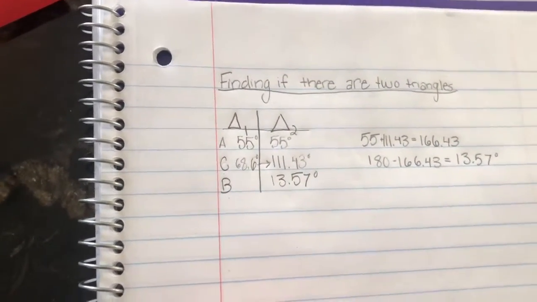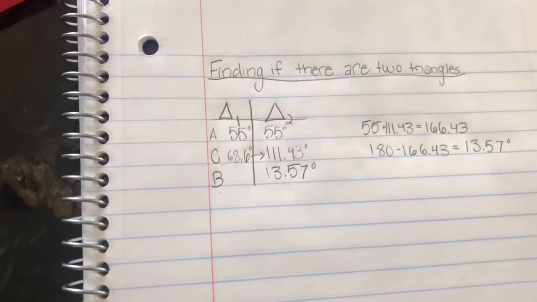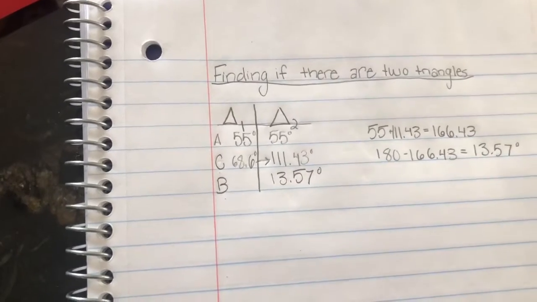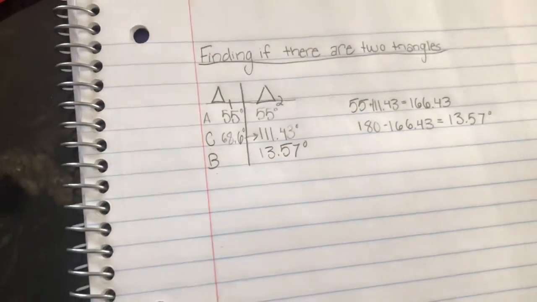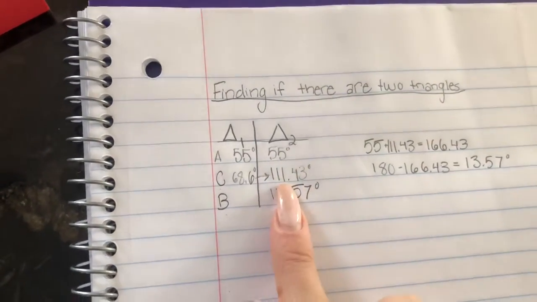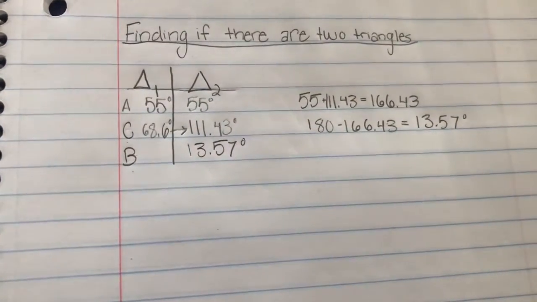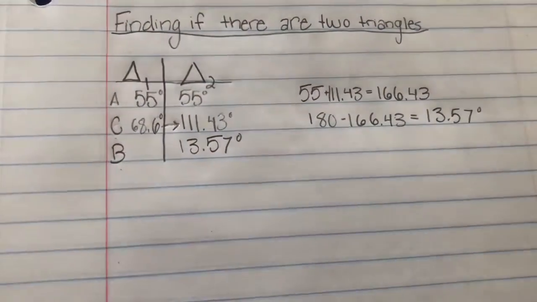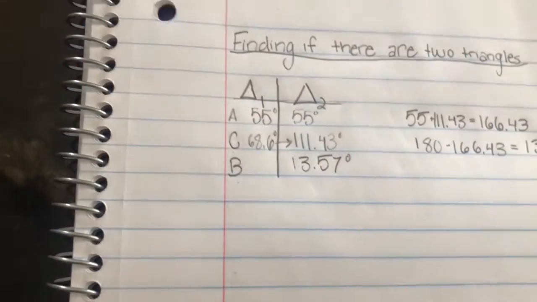Then you're supposed to find the supplementary angle, which is 111.43. We found this by subtracting 68.6 from 180. Next, we add together both 55 and 111.43 to get 166. Because this number is under 180, that means that there's a second triangle, and the last angle of the second triangle is 13.57.